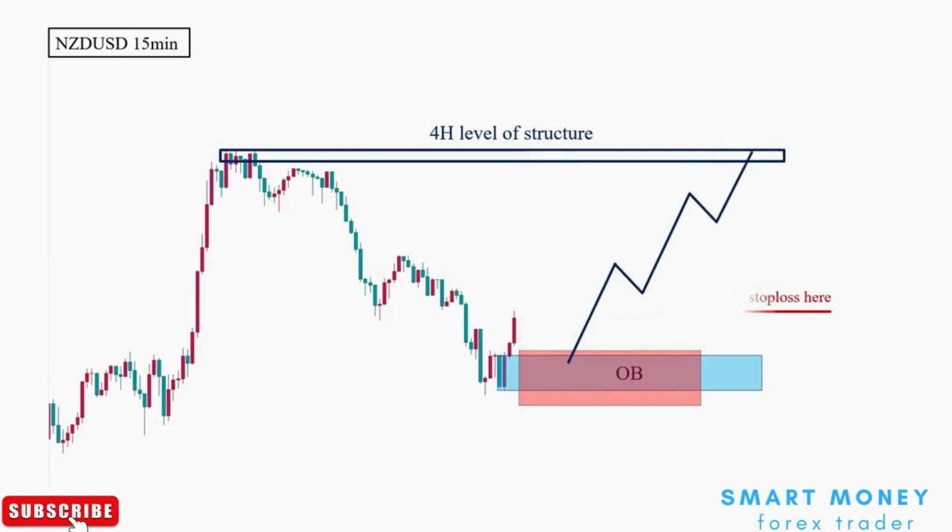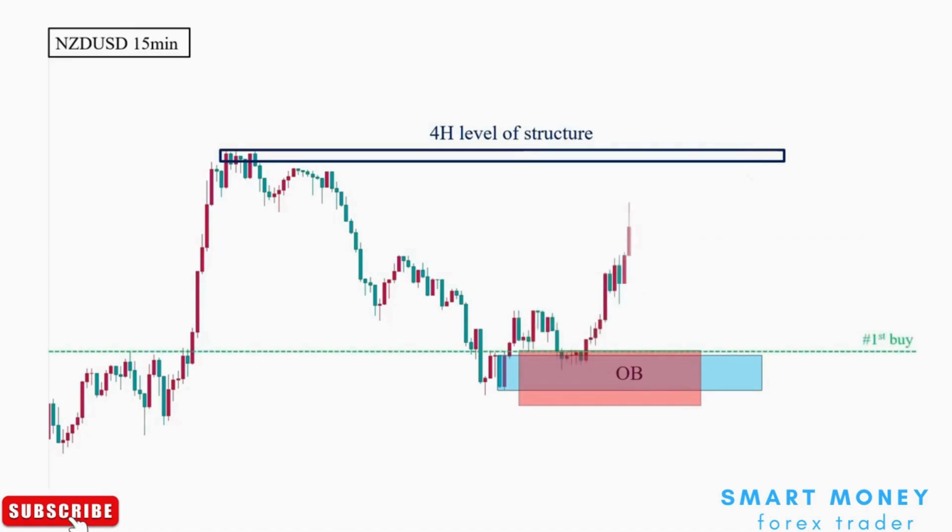But this is not all. We can look for further entries as the market continues to go to the upside. Every time the market makes another order block, we could place a new order with lower risk. For example, notice how the market has created a new order block here. So we set another order.